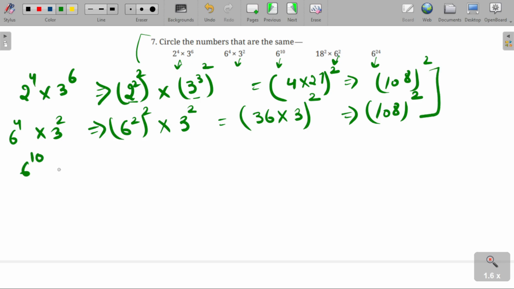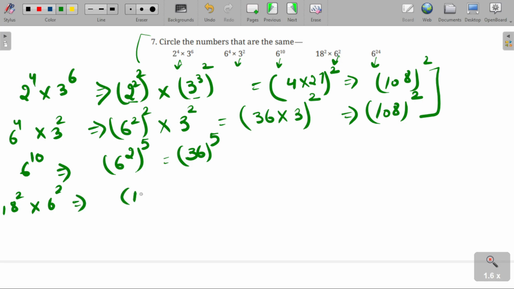6 raised to 10 is 6 square raised to 5, which is 36 raised to 5. It cannot be equal to them. This is clear, right? 18 square into 6 square can be written as 18 into 6 the whole square, and 18 into 6 is 108 square. See, this is also the same as 1 and 2, right?